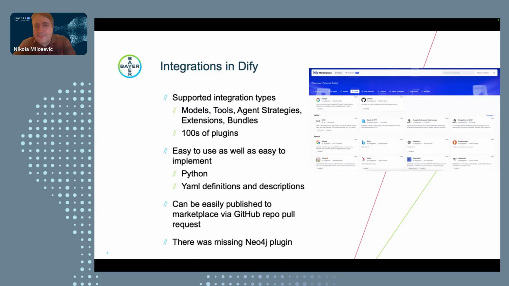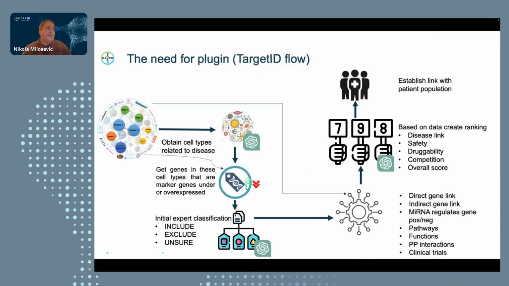These plugins can be easily published to the marketplace via a GitHub repo. We found out that you can make a pull request to the official GitHub repo that hosts all the plugins that are published on the marketplace. Once the pull request gets approved, it's automatically there on the marketplace. So as I said, there was no Neo4j plugin, and then we decided to build it ourselves.